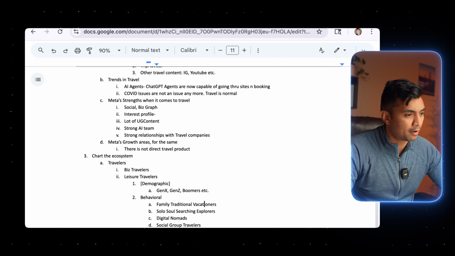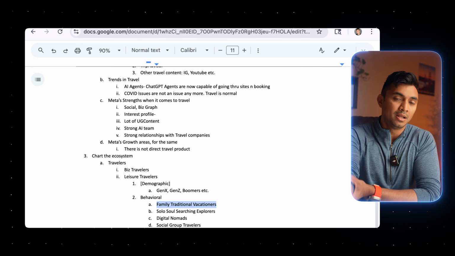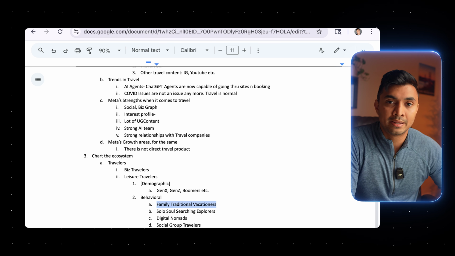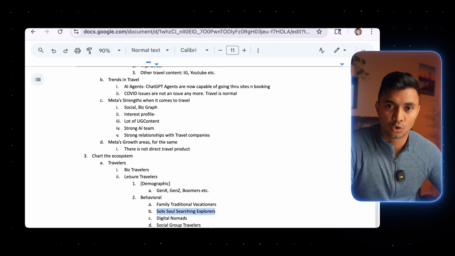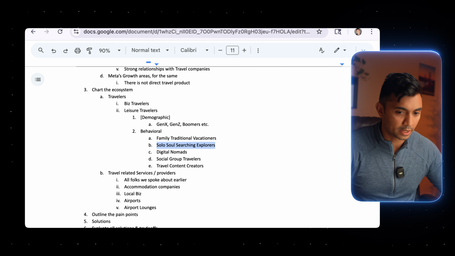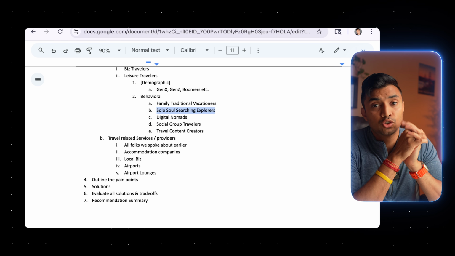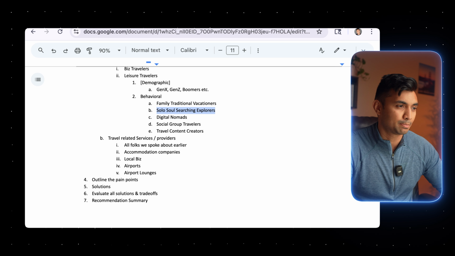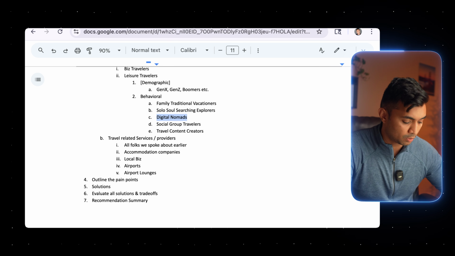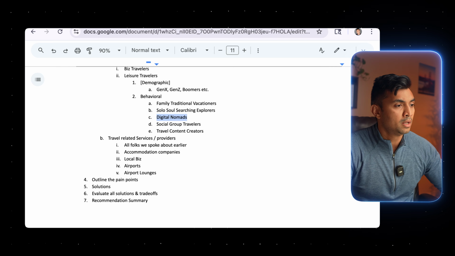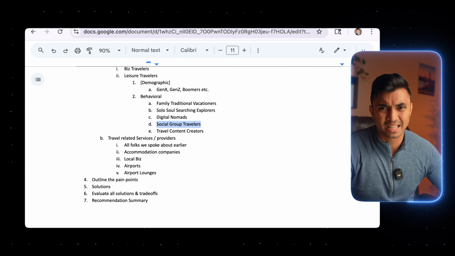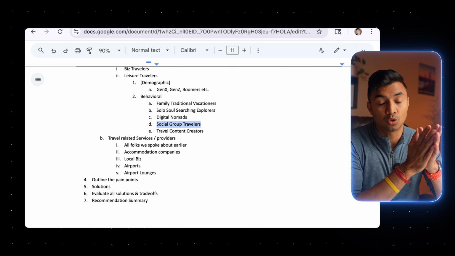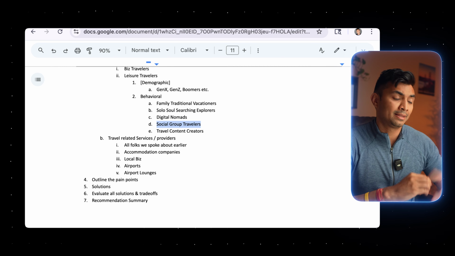I think my main segments are traditional family vacationers. What I mean by that is a mom and dad and a kid or a couple of kids doing the regular vacation. One that I'm calling soul-searching explorers. These are usually people who are traveling solo, who kind of want to do some exploration. They maybe don't have a very strict agenda of what they want to do, maybe a little bit less planned out. Then you have digital nomads. These are people who literally want to live and work somewhere, fairly self-explanatory. And then social group travelers, like a group of friends who know each other, or a group of people who just met for travel reasons. I think that could be an interesting group.